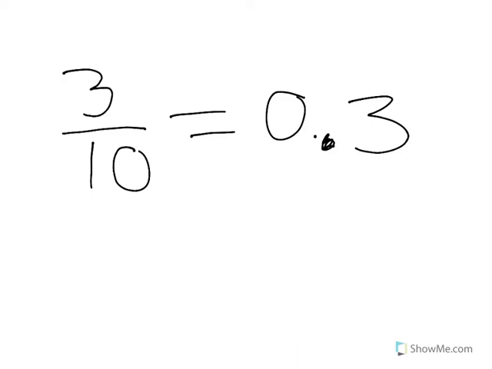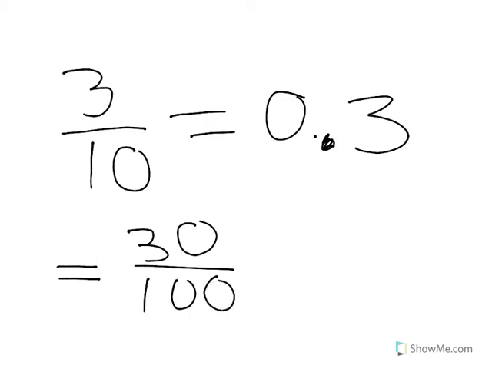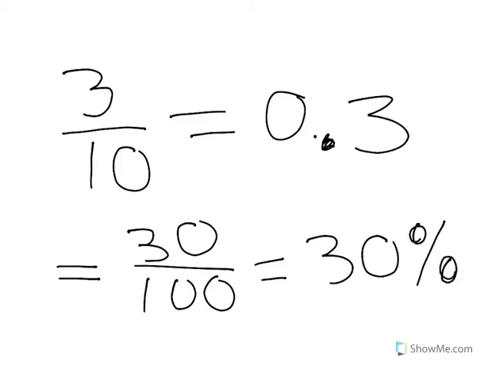So 3/10, I need to convert this. 3/10 would end up being 30 100ths, which is equal to 30%. Okay, those of you who know French can recognize that the word percent literally means per 100. So it's pretty easy to remember how percent works.